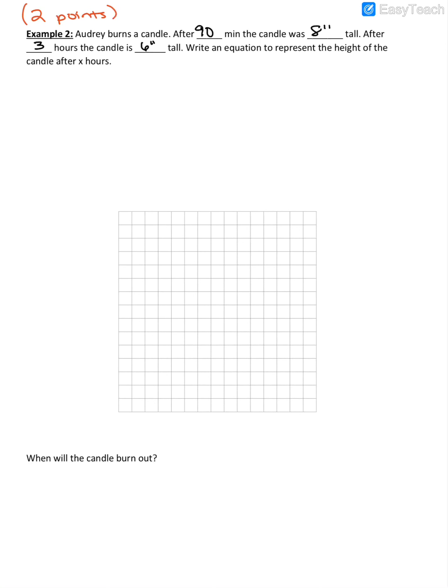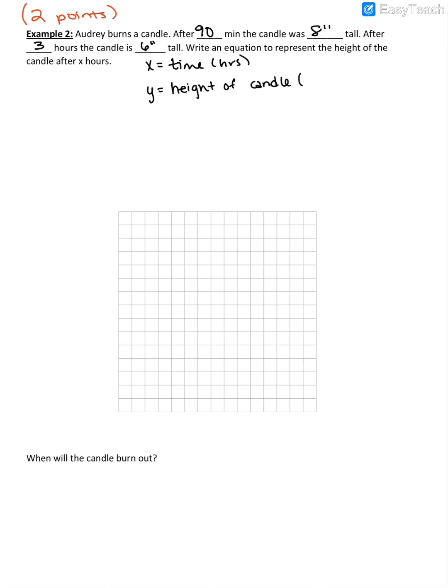Okay, so the first thing that we're going to do is define our variables, because we always have to start with defining your variables. And what's nice about the assignment for this is I literally broke it down. So part A says define your variables, so you'll know exactly what to do first. So in this case, X equals, Y equals. It says after X hours, so I know it's being measured in hours, so X is going to be our time in hours. So what does the Y value represent then? Write an equation to represent the height of the candle. So Y is going to be the height of the candle.